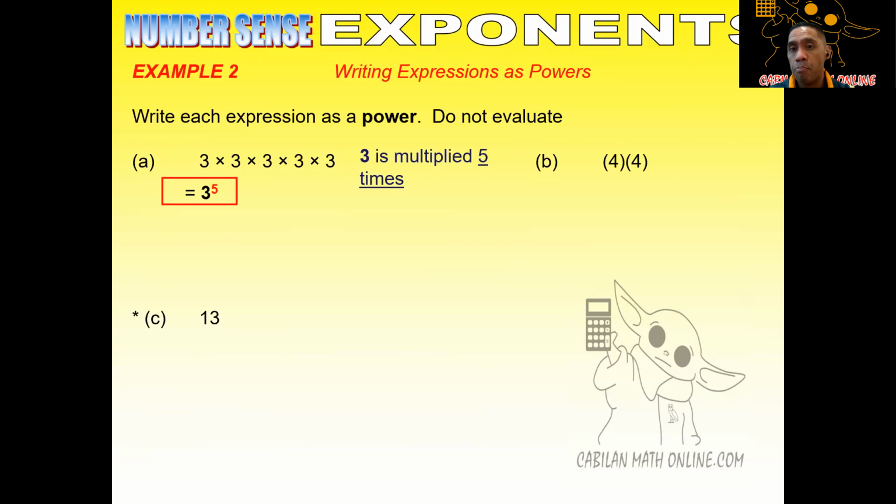If you take a look at B, notice what we have here is 4 times 4. Since 4 is a repeating number, that will be the base. And since it's been multiplied by itself twice, it's going to be an exponent of 2. So what we have here is 4 squared.